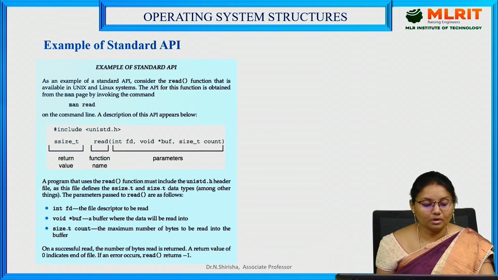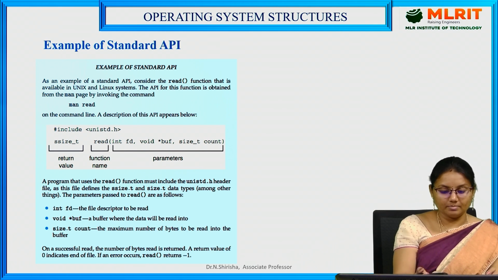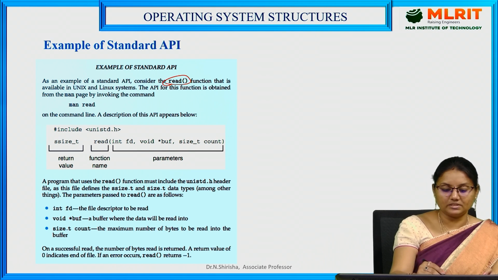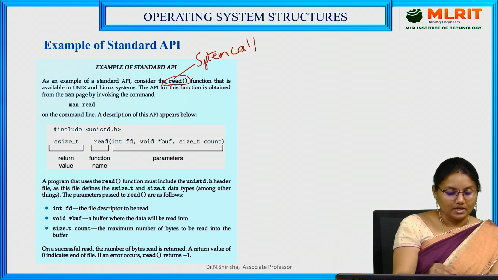Now system calls are stored in the APIs. So for a standard API, consider the read function. This is one system call to perform a read. The read function is available in the Unix and Linux operating systems. The API for this function is obtained from man. Man is nothing but help.